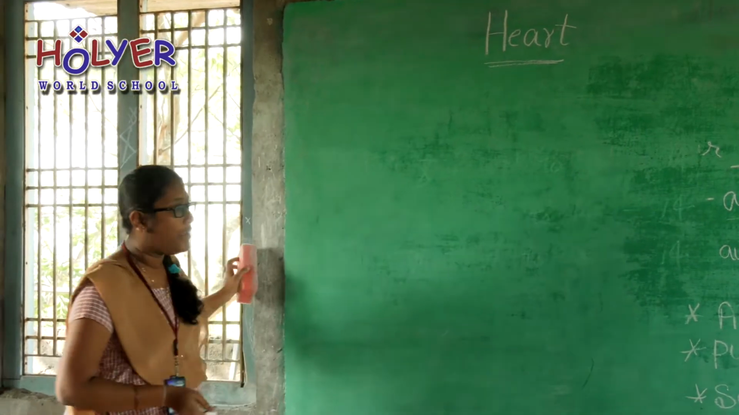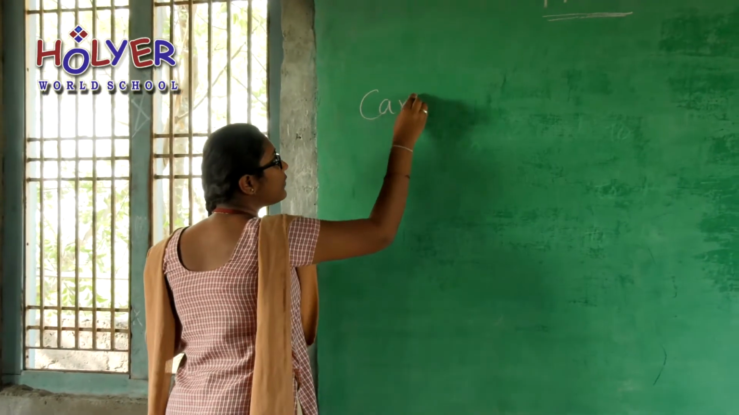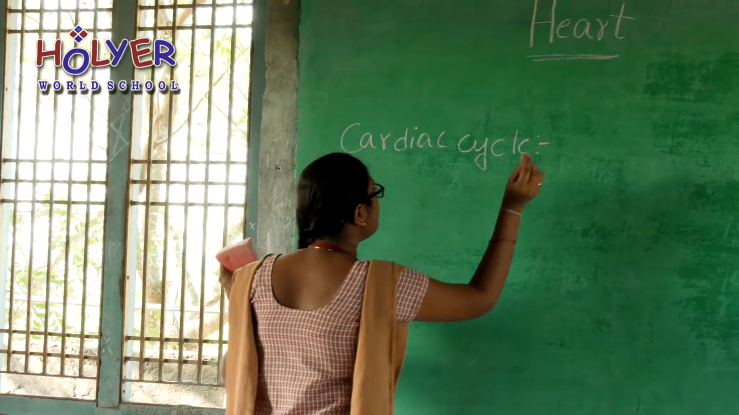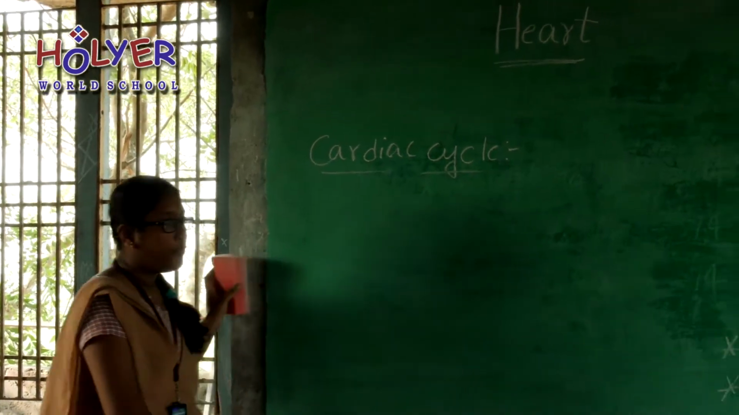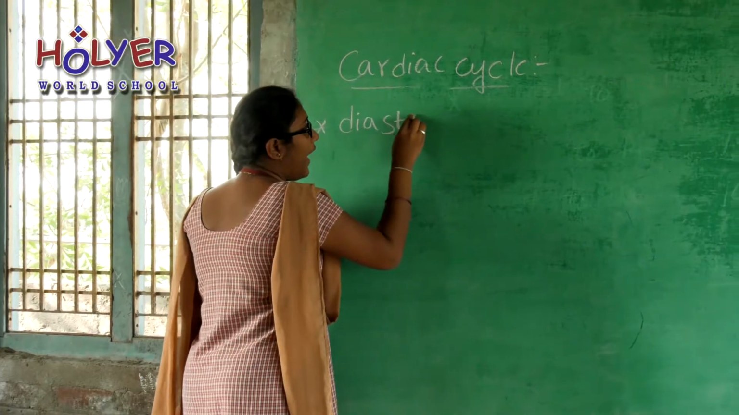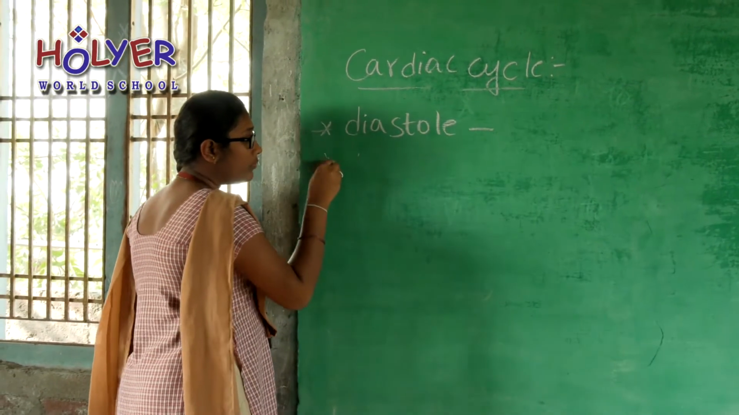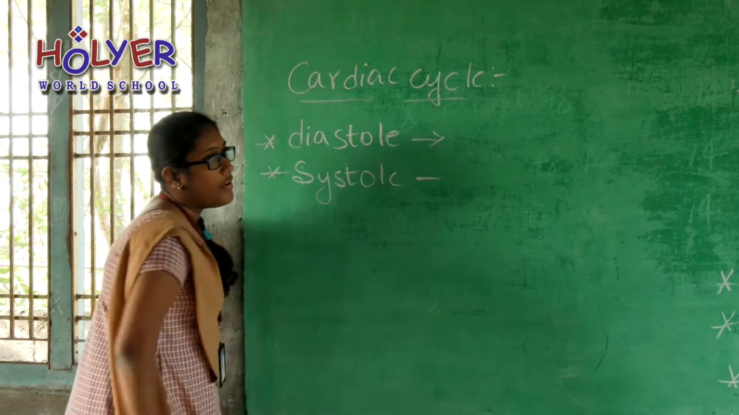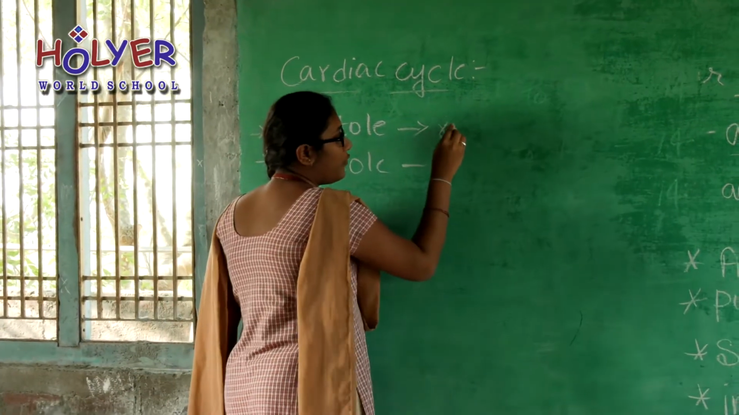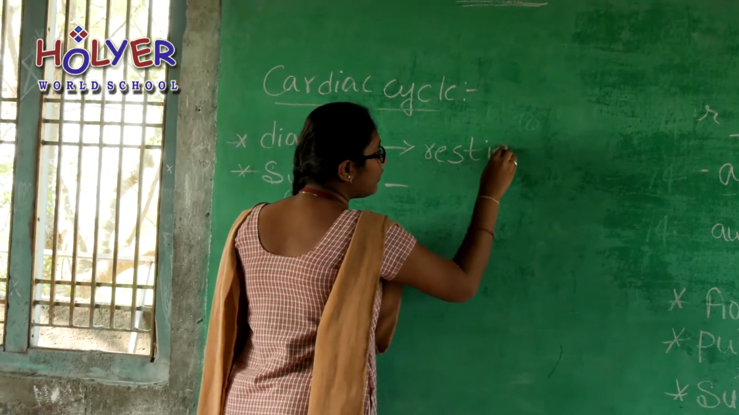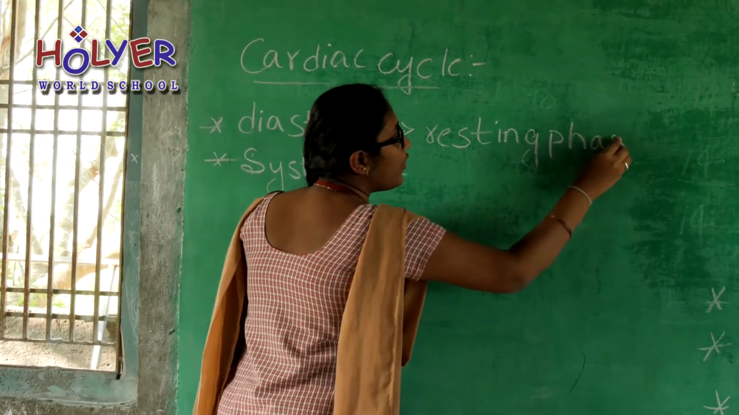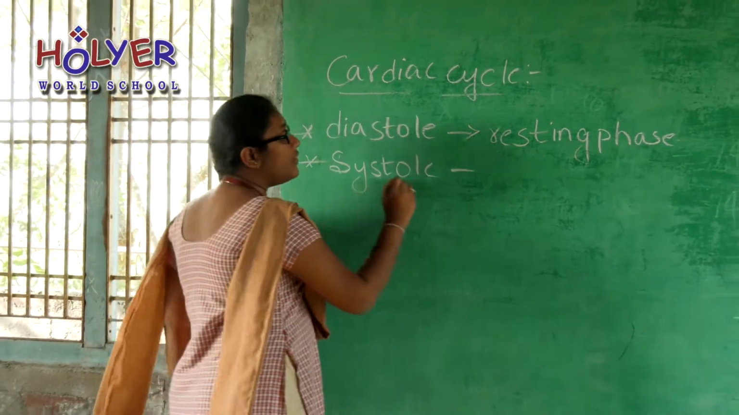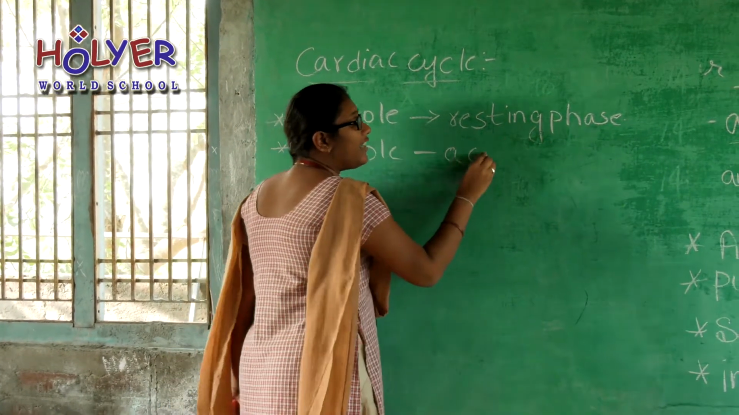We have to know about the cardiac cycle. Systole and diastole. Diastole means resting phase, when the chambers are in the resting phase. And when the four chambers are in the active state, this phase is called systole, that means an active phase.